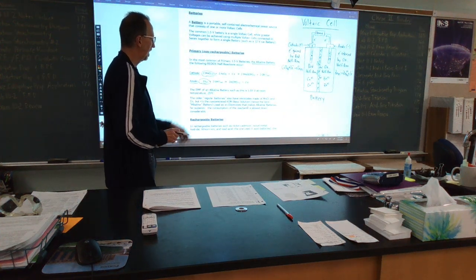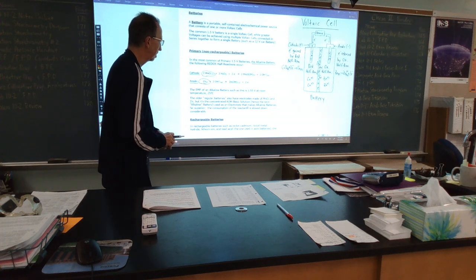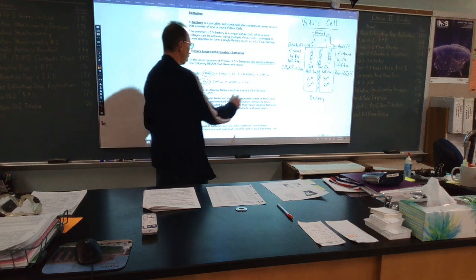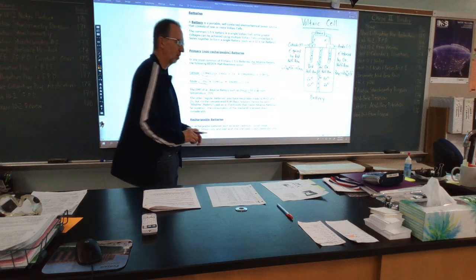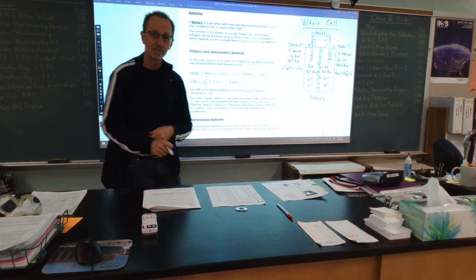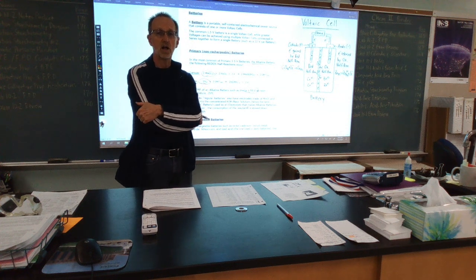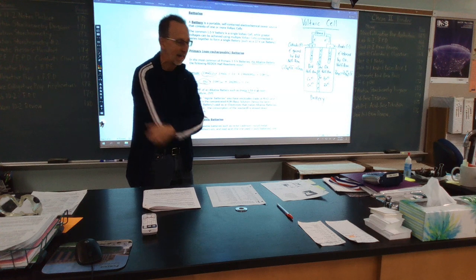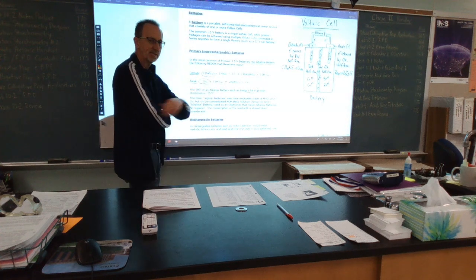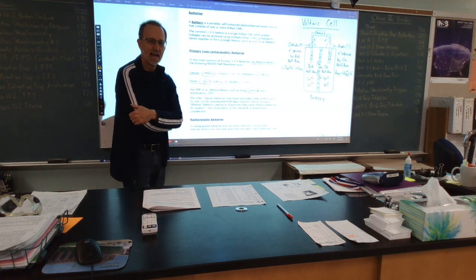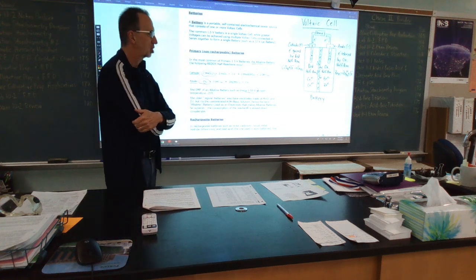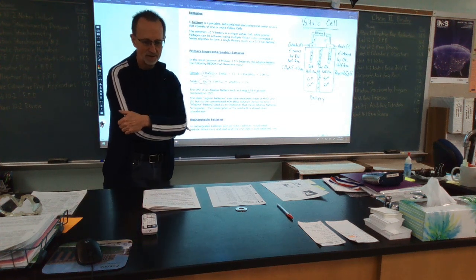The EMF of an alkaline battery such as this is 1.55 volts at room temperature. Notice that we actually call these a 1.5 volt battery or 1.5 volts. When in reality, if you look up the values of E for these two half reactions and run it through our equation to calculate E cell, you actually get 1.55 volts.